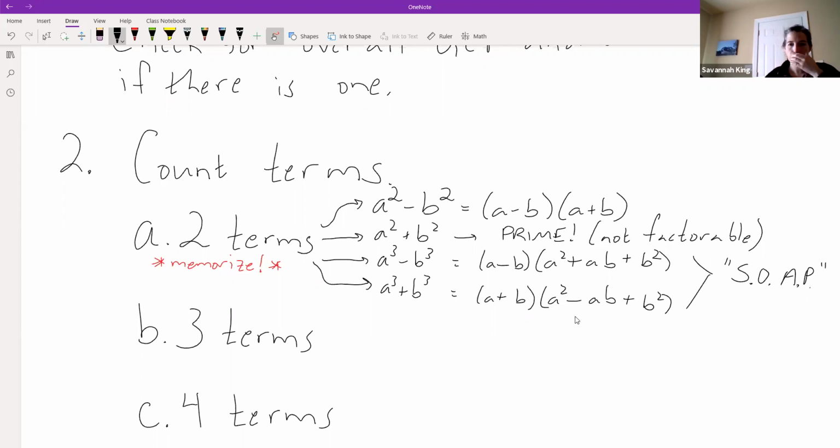Okay, so in one sense, the cubed formulas are kind of unfortunate because they require a pretty hefty chunk of memory work on your part. But on the other hand, it could be a lot worse. At least there's some patterns, and at least there's sort of a helpful memory device.